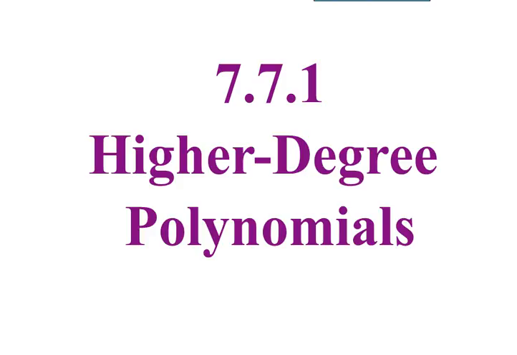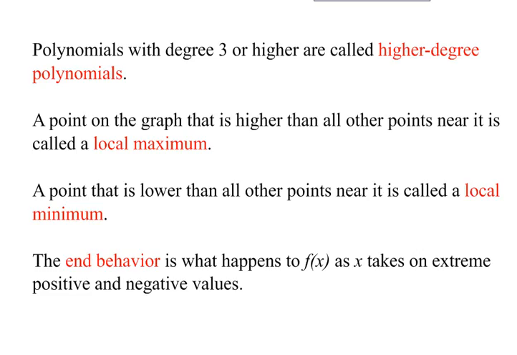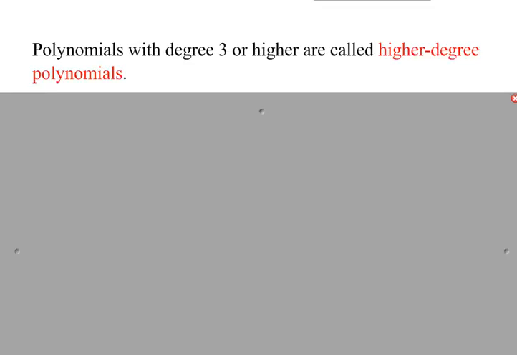All right, section 7.7.1 on higher degree polynomials. So we have a bunch of definitions here. First definition is of higher degree polynomial. A polynomial with degree 3 or higher is called a higher degree polynomial.